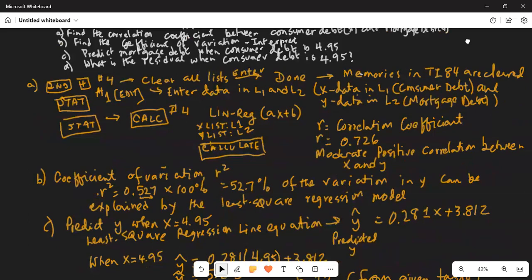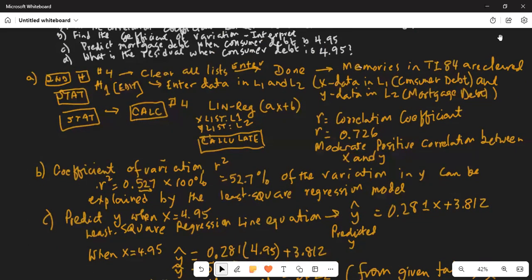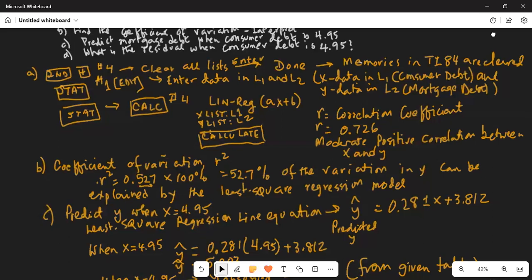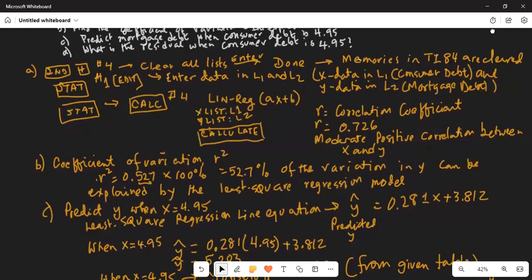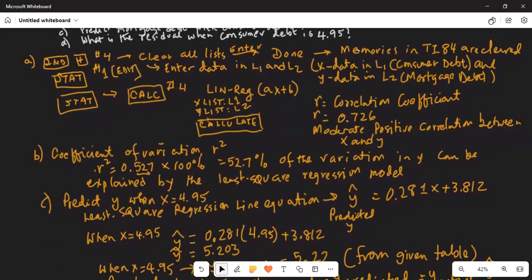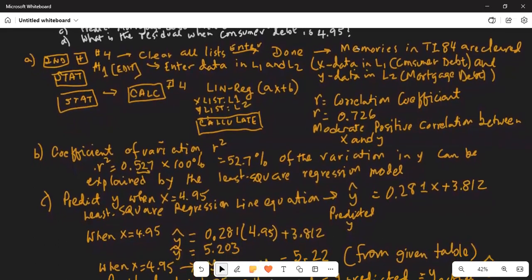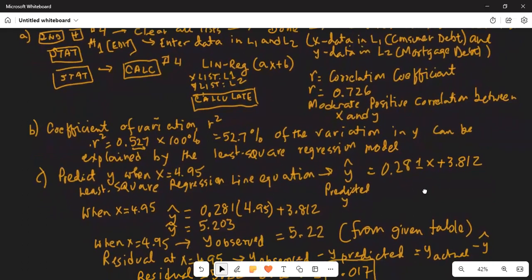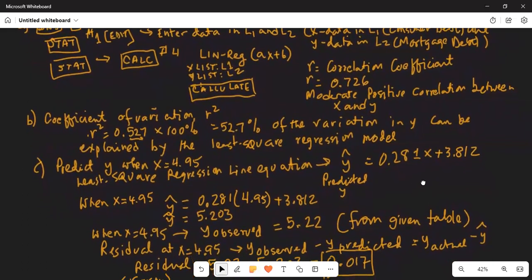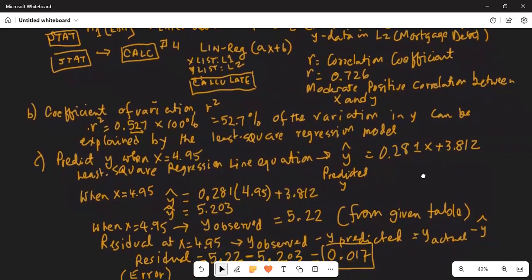Next, we were told to predict Y when X is equal to 4.95. For that, we need to write the least square regression line, or the line of best fit between the data points. From the calculator, Y hat, which means predicted Y, is equal to 0.281, which is the slope, times X plus 3.812, which is the intercept. So when X is equal to 4.95, it is 0.281 times 4.95 plus 3.812. So Y hat or Y predicted is 5.203 when X is equal to 4.95.